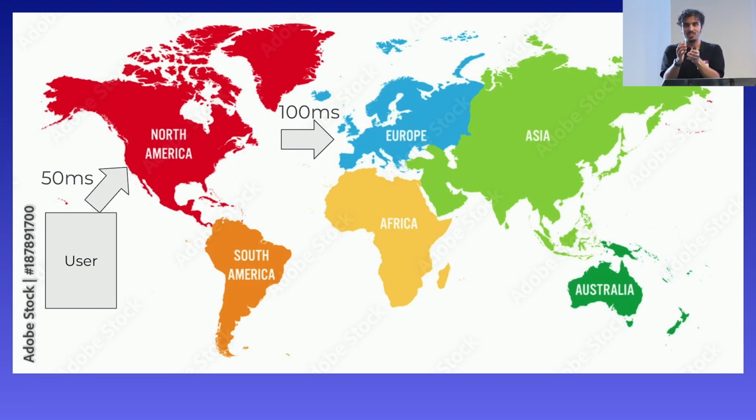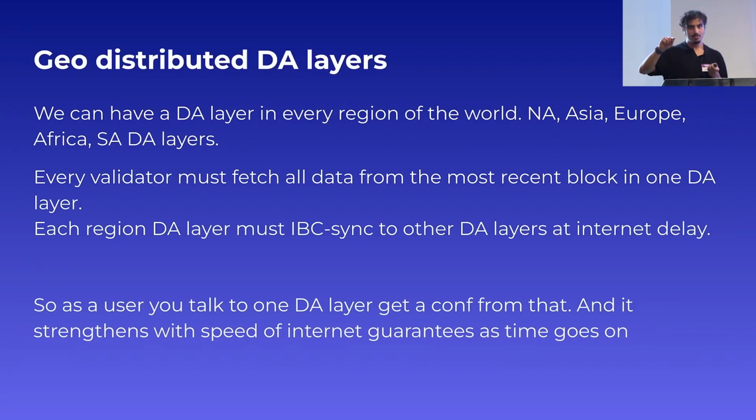That DA layer achieves consensus very quickly because they're all nearby each other. And you have a sync protocol where different DA layers, like the Europe DA layer, must ingest North America DA data with 100 to 200 millisecond delay. And so if we do this, then we can make every validator have this guarantee that you must fetch data from your very recent block in your local DA zone.